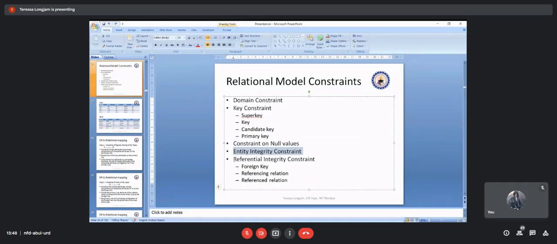The last constraint is the referential integrity constraint. This is for two relations which are related to each other. If a particular tuple of a relation is referring to a tuple of another relation, then it should refer to an existing tuple. That is the definition of referential integrity constraint.